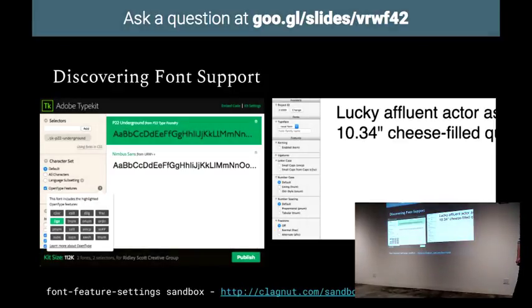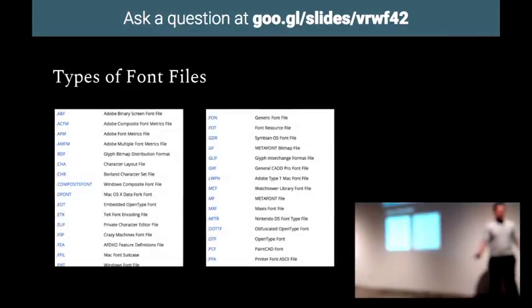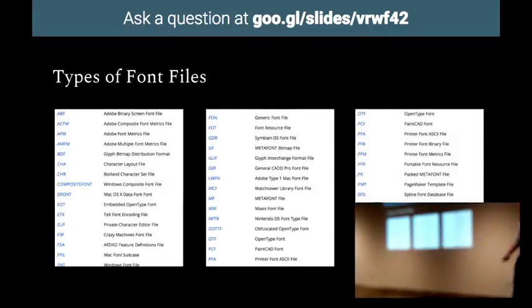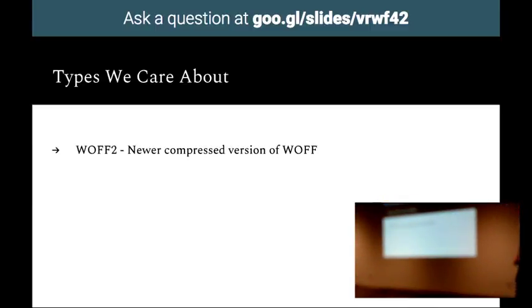Next, we're going to talk about the types of different fonts and how browsers handle them. So what types of font files do we have? Well, there's like a million of them because everyone's got to have their own format. But fortunately, on the web, we don't care about almost any of them. Here are the types that we care about, in order. Number one, WOFF2. This is the newest compressed version of WOFF. If your browser supports this, use it, which means put it first in your list. We'll talk about that a little bit later. But this is the one you want to use if the browser supports it.